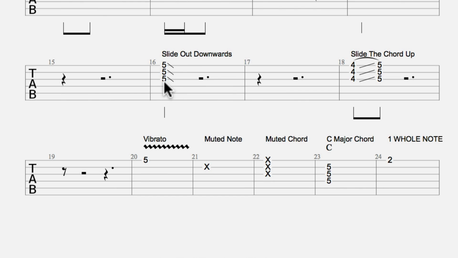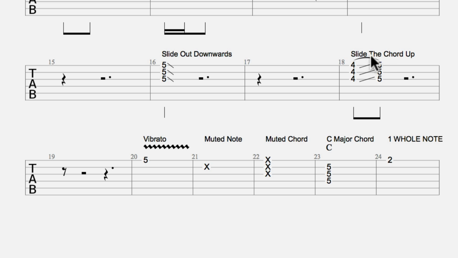Okay, and you may see something like this where it's a number or numbers stacked on top of each other with a line going down. That just means you hit that on your 5th fret, and since they're all stacked on top of each other, you grab them all at the same time, right? Thumb, index, middle finger, usually on your right hand. And then you just slide out downwards. Okay, let's move on to here.